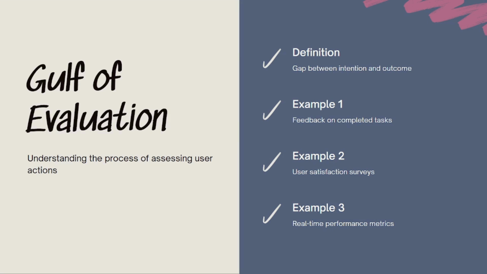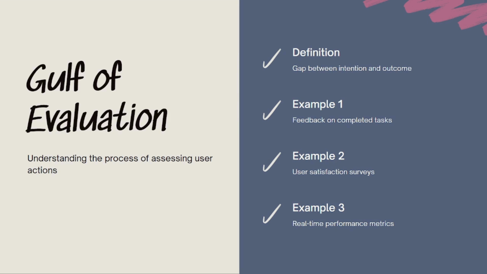User satisfaction surveys also help. After completing some tasks you can send surveys and understand whether the user was able to do what he wanted to achieve from the particular thing. So you can have a survey and understand. As we saw in the Gulf of Execution, it's a challenge to understand the expectation of a user. So by the surveys you can at least try to understand the expectations.